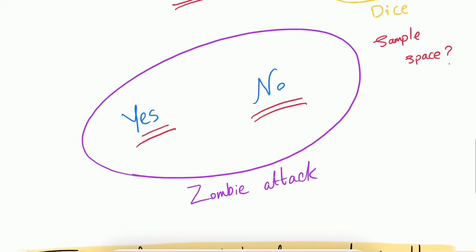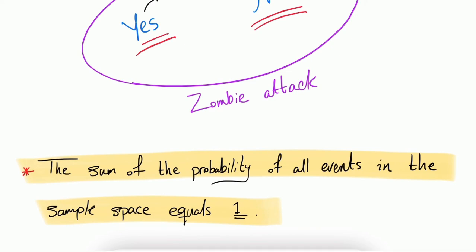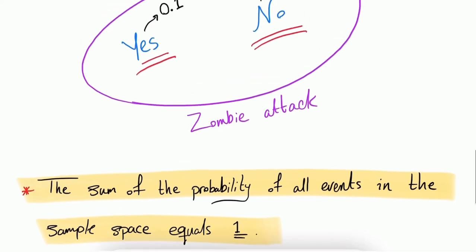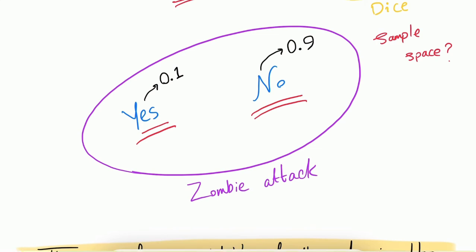So for example, if the probability of a zombie attack occurring is 0.1 and no is the only other option instead of yes for a zombie attack, then we must have the probability of no being equal to 0.9 because of this fact, because this is something that is known. So this is something we can use to find some of the missing probabilities we face sometimes.